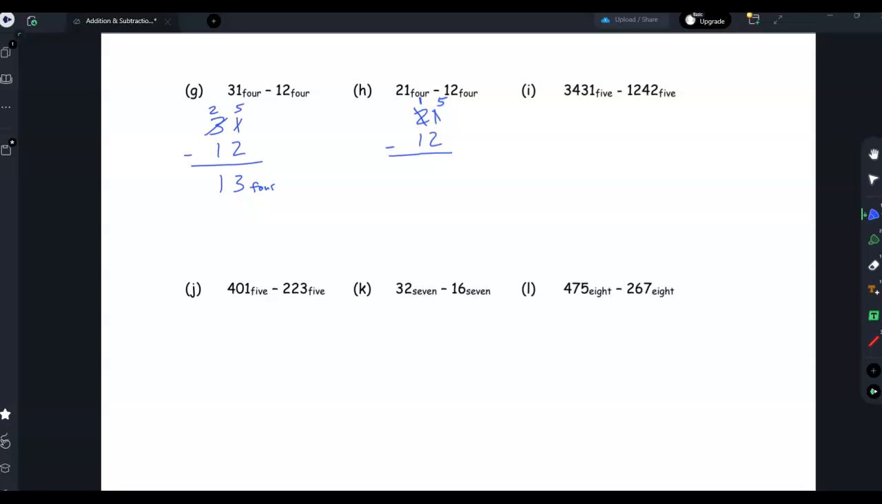So then I'm ready to do my subtraction. 5 minus 2 is 3, 1 minus 1 is 0, and I don't really need to write that 0 because there's nothing else to write to the left of that. So this is just 3 in base 4.